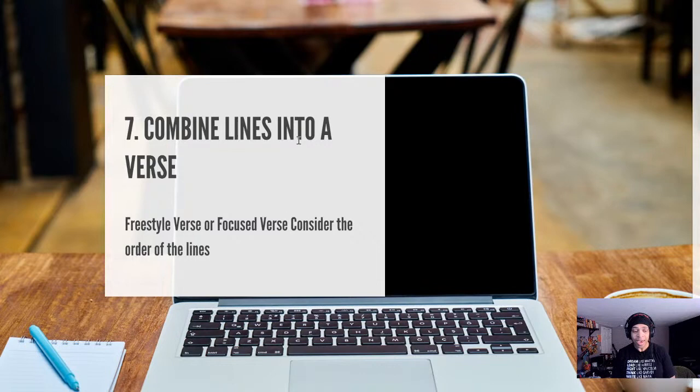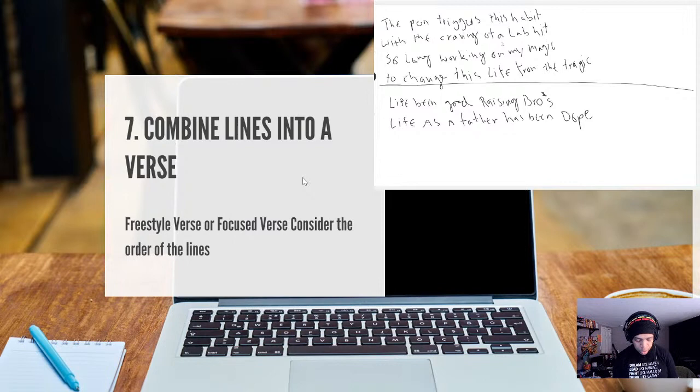And so you just make that decision. And then once you decide like, okay, this is going to be a focus verse or a freestyle verse, then you start combining and rearranging lines around that concept. In my example, I pretty much wrote two ideas. Like these would be focus verses. And generally, if I'm writing something, it tends to be more towards the focused verse side, because if I want to write a freestyle verse, I could just freestyle a verse. But that's a different conversation.